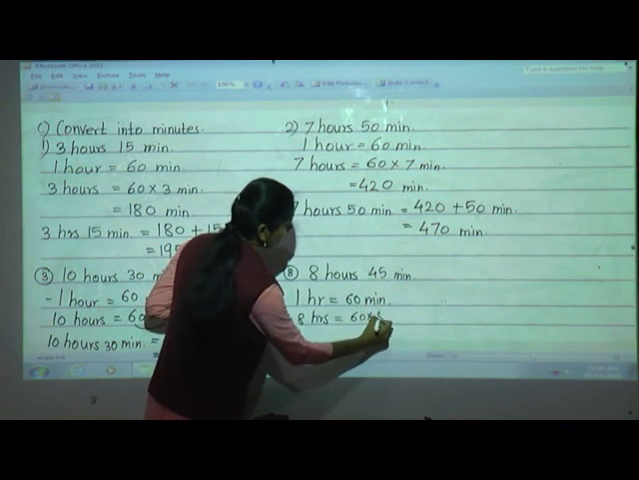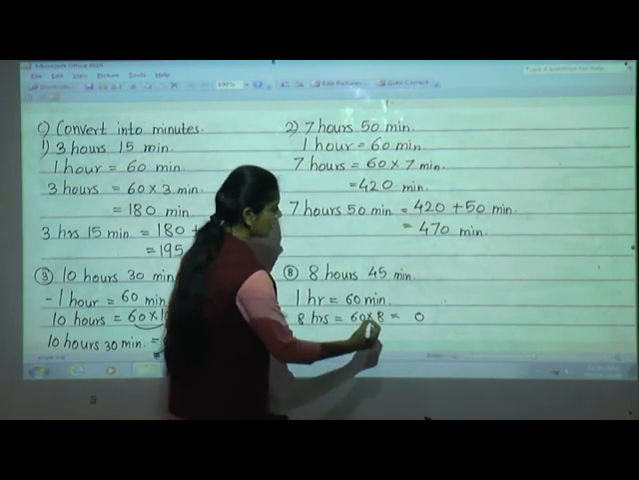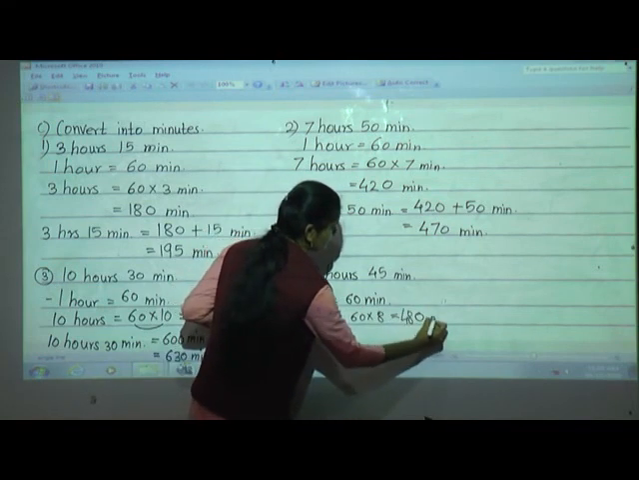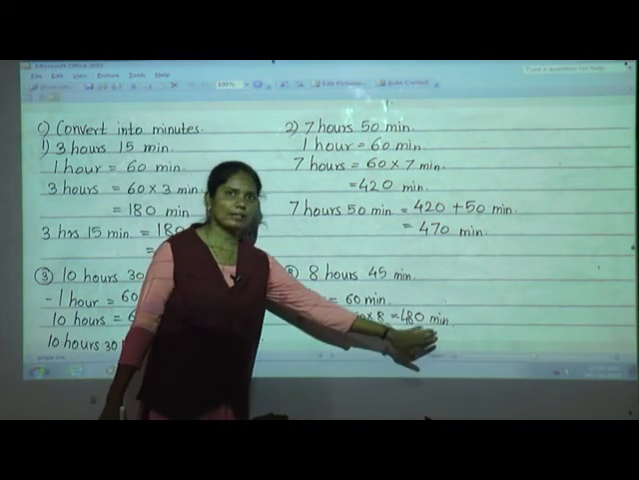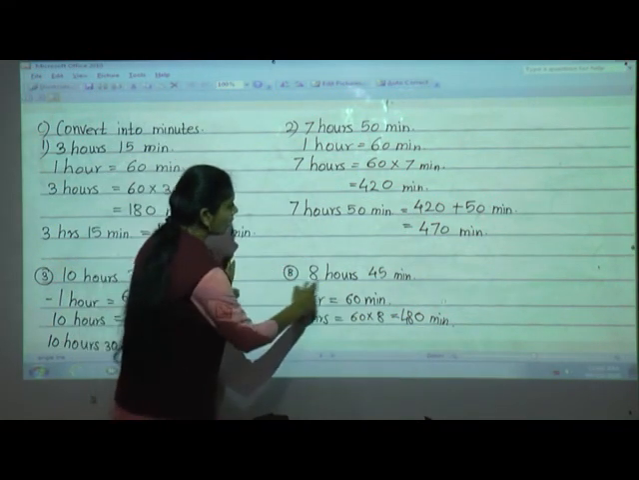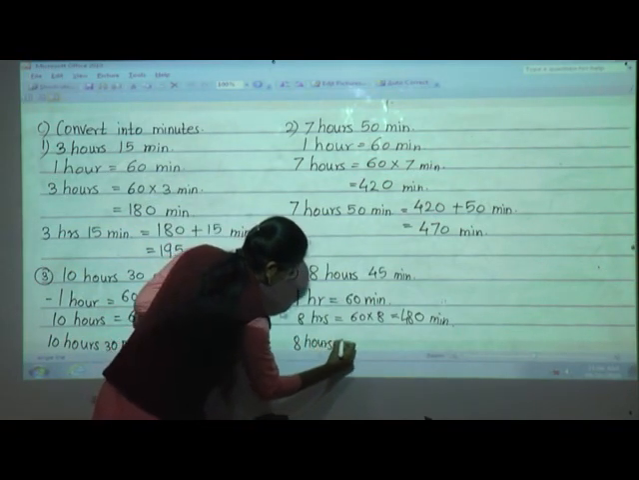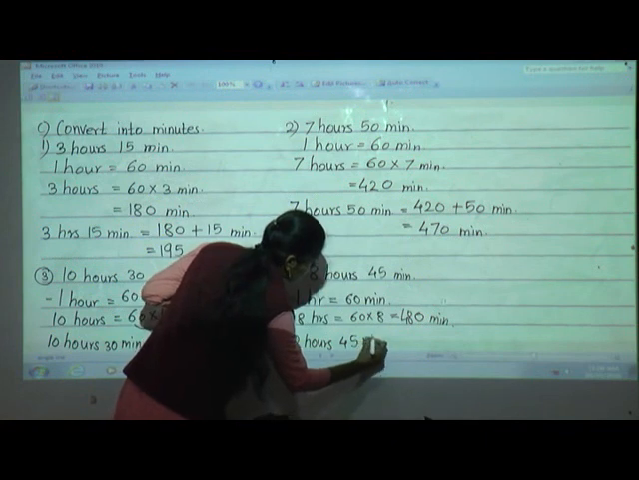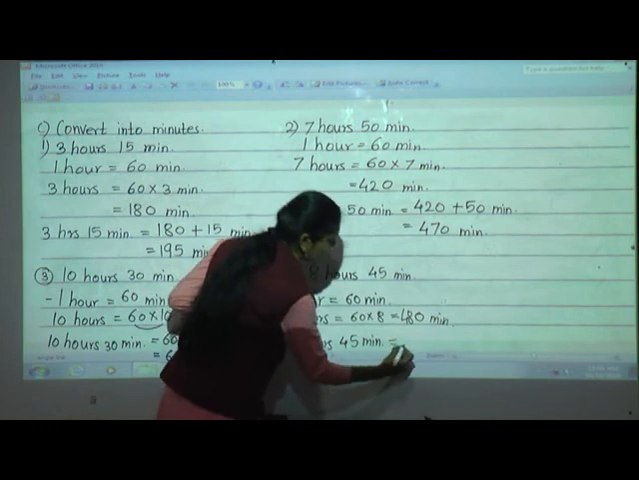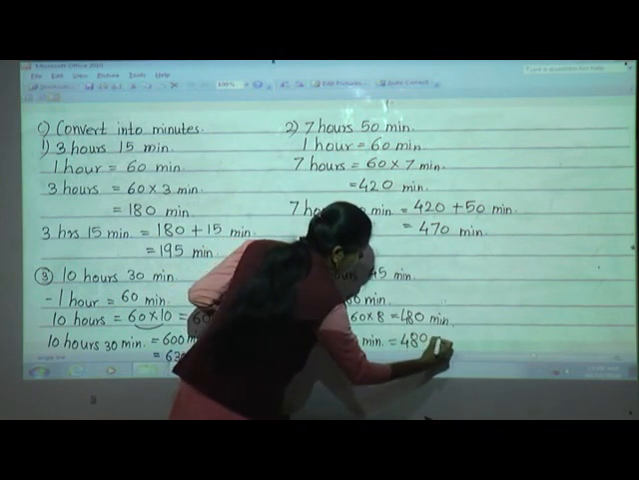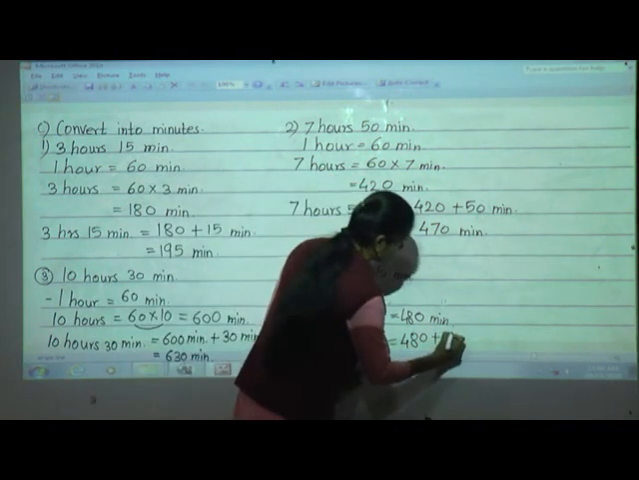60 into 8. So do the multiplication. 8 into 0, 0. 8 6 are 48. Okay. So 8 hours is equal to what? 480 minutes. Now 8 hours 45 minutes is equal to, now here 8 hours is equal to how many minutes? 480. 480 plus this 45 you have to add.